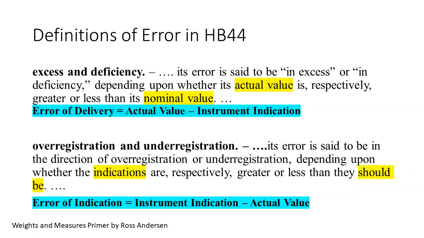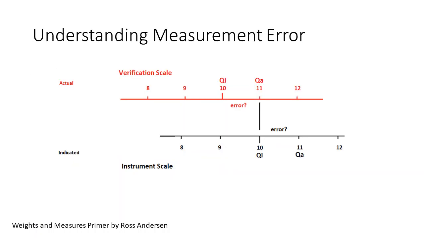But what if we want to visualize error? Zooming in, there are corresponding values QI and QA on both scales. We find the corresponding intervals are not the same size. So which is the error? We visualize error on the interval between QI and QA on the verification scale for several reasons. First, we may find that the verification scale and the instrument scale have different units and/or different division sizes. Like the prover in cubic inches and the fuel dispenser in 0.001 gallon.